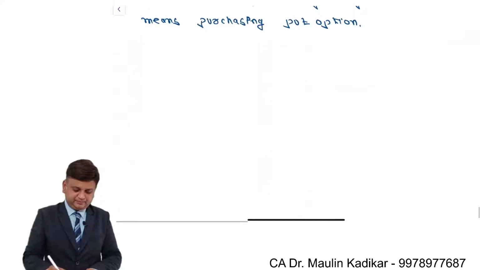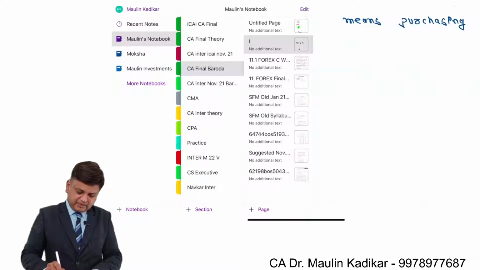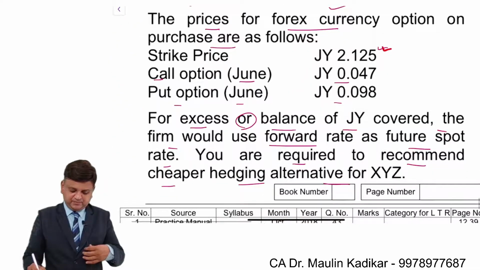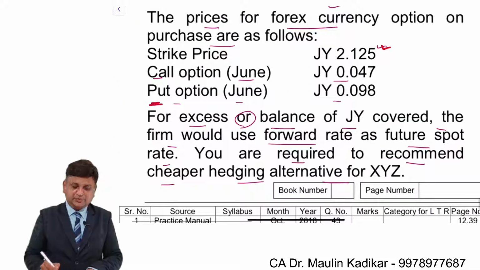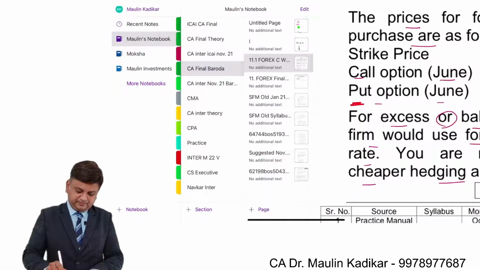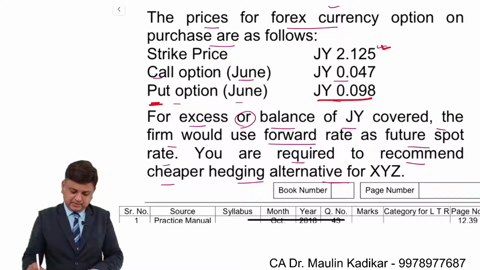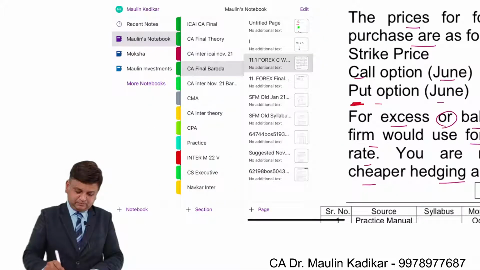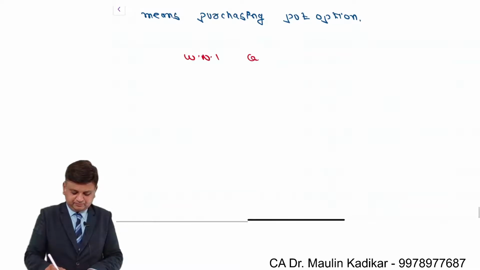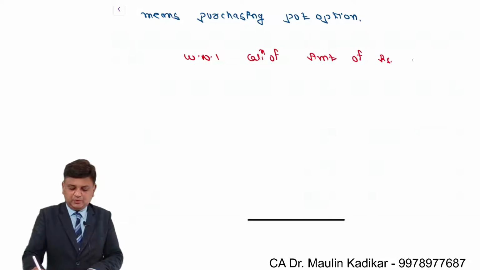Full stop. Now one by one the answer will be calculated. We have been provided with the information that as far as the put option is concerned, its premium is this amount of yen. So, working note number 1, calculation of amount of rupees payable.